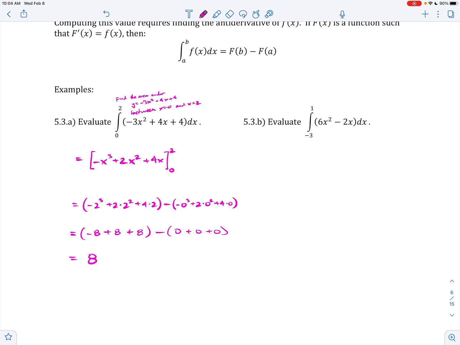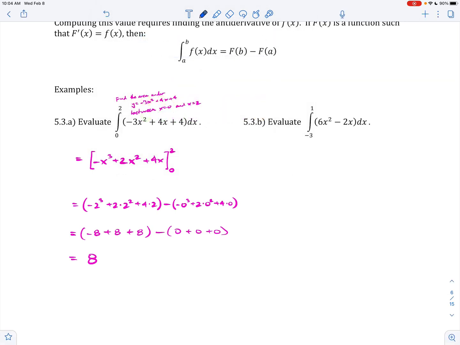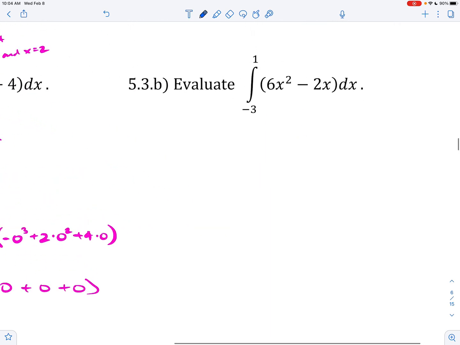Check your skills. Pause this video if you need to, or even if you don't, just pause it. See what you get. And then resume in a few minutes. Assuming you've paused, I'm jumping back in. I'm going to evaluate this particular integral from -3 to 1.